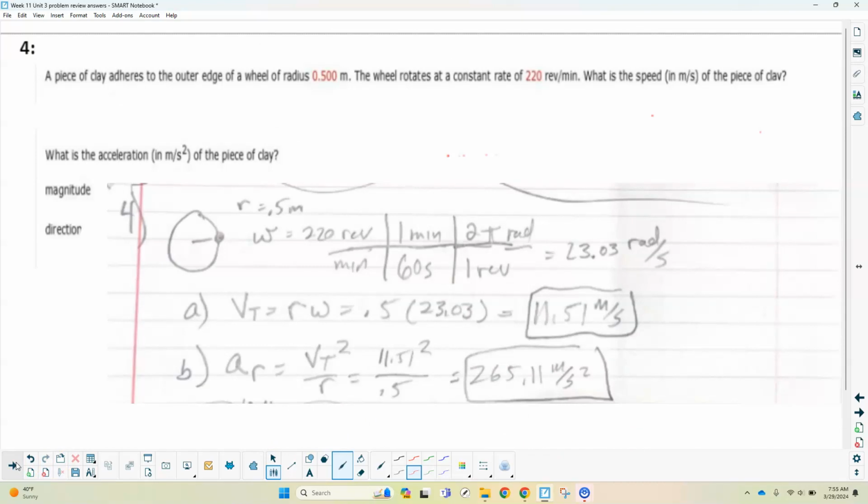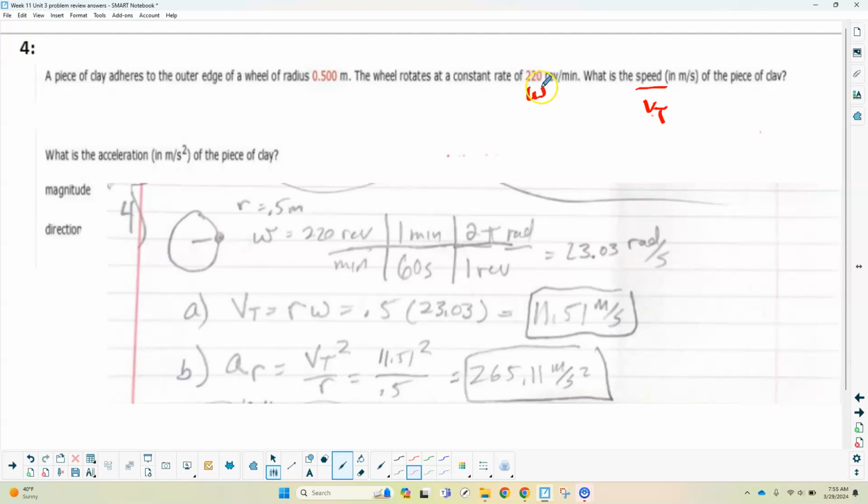All right. For number 4, a piece of clay adheres to the outer edge of a wheel of radius 0.5 meters. The wheel rotates at a constant rate of 220 revs per minute. You're trying to find the speed of the piece of clay. So it's just asking for overall speed, like the tangential speed, vT, right? They give you an angular speed.